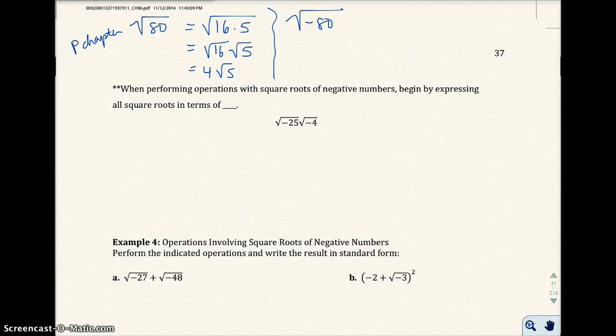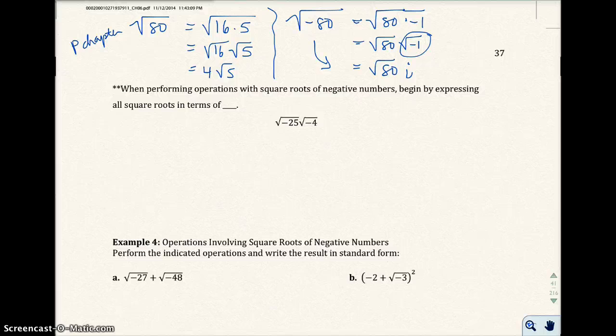The first thing you want to do is break this up into the square root of 80 times negative 1, because that's the same thing as the square root of 80 times square root of negative 1, and there's that imaginary unit that we're talking about. So from now on, you can think of that as the square root of 80, and then i. You can pull the i out immediately. And then once you do that, you treat this problem like the one before.